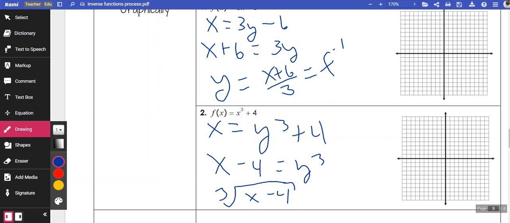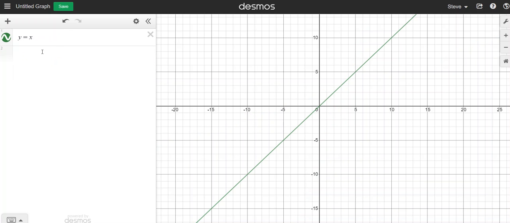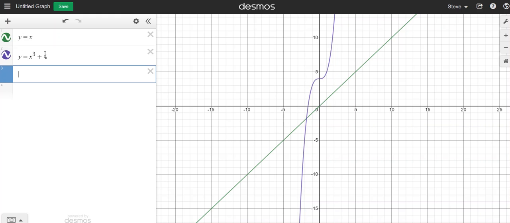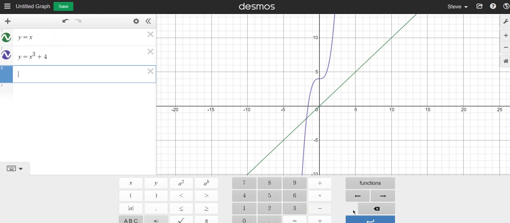Now, verify this graphically. So if we clear this one out and we clear that one out, I'm going to leave the y equals x line so you can see it's a mirror. I'm going to say y equals x to the third power plus 4. And then I'm going to type in the cube root. So to do the cube root, I think I have to go right over here somewhere.